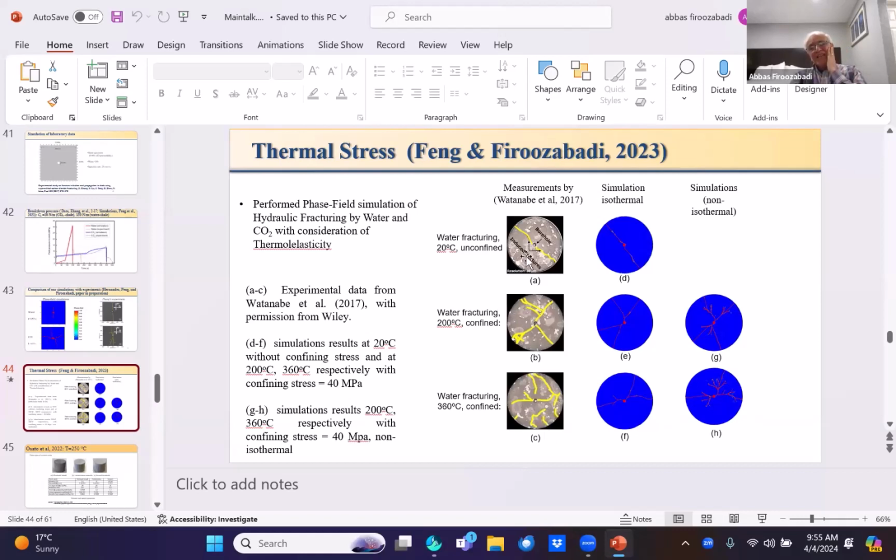You see the difference, the same rock, nearly the same. They're not the same sample, but they are trying to make them the same, and you see the difference between temperatures. So this is a huge effect. Thank you.